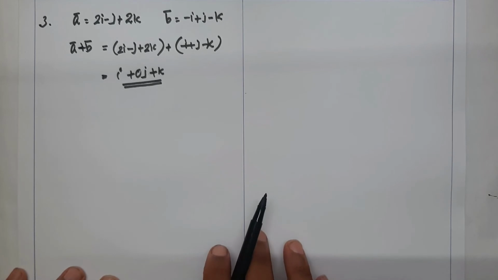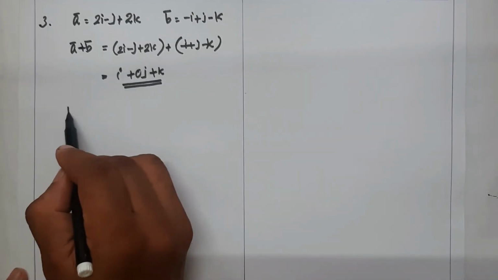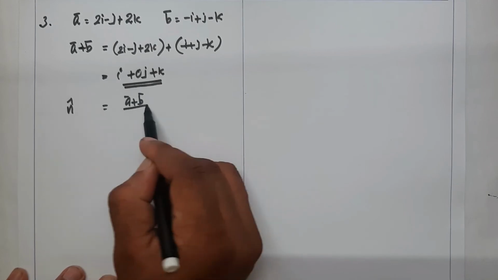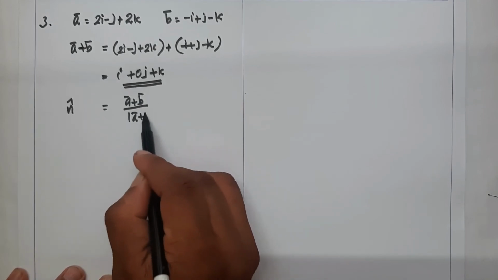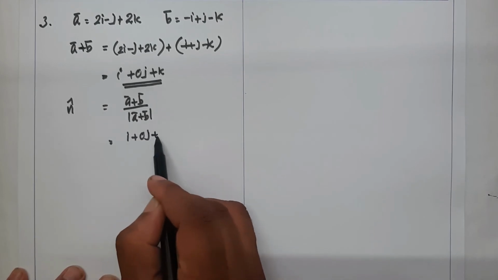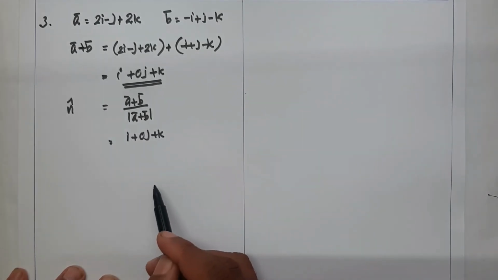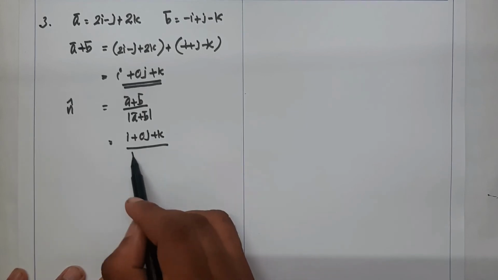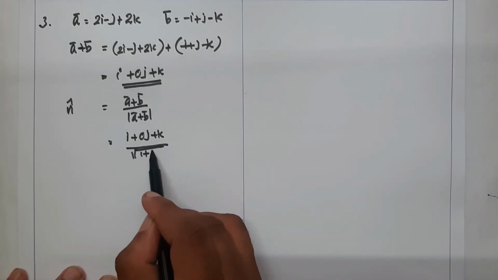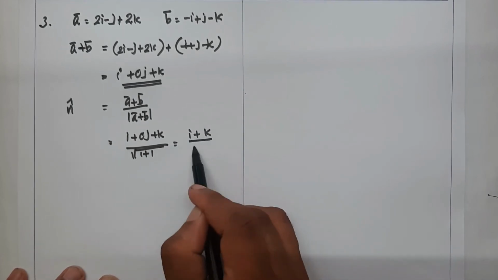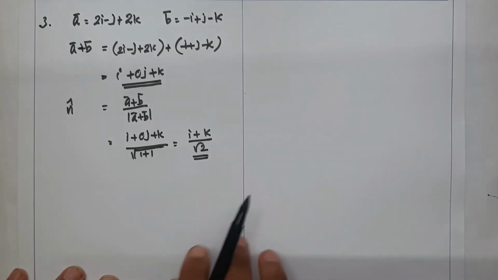Now we find the unit vector in the direction of A plus B. That is n cap is equal to vector A plus B divided by modulus of A plus B, which is i plus 0j plus k divided by square root of 1 plus 1, which is equal to i plus k divided by root 2.